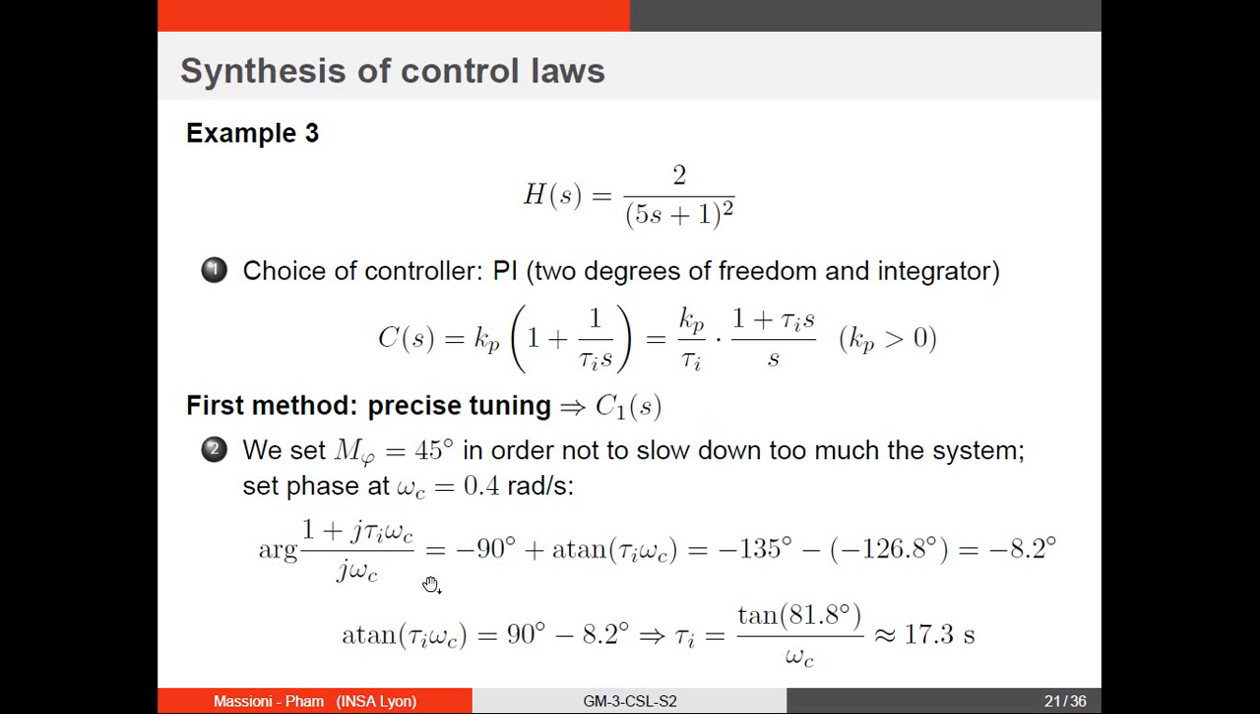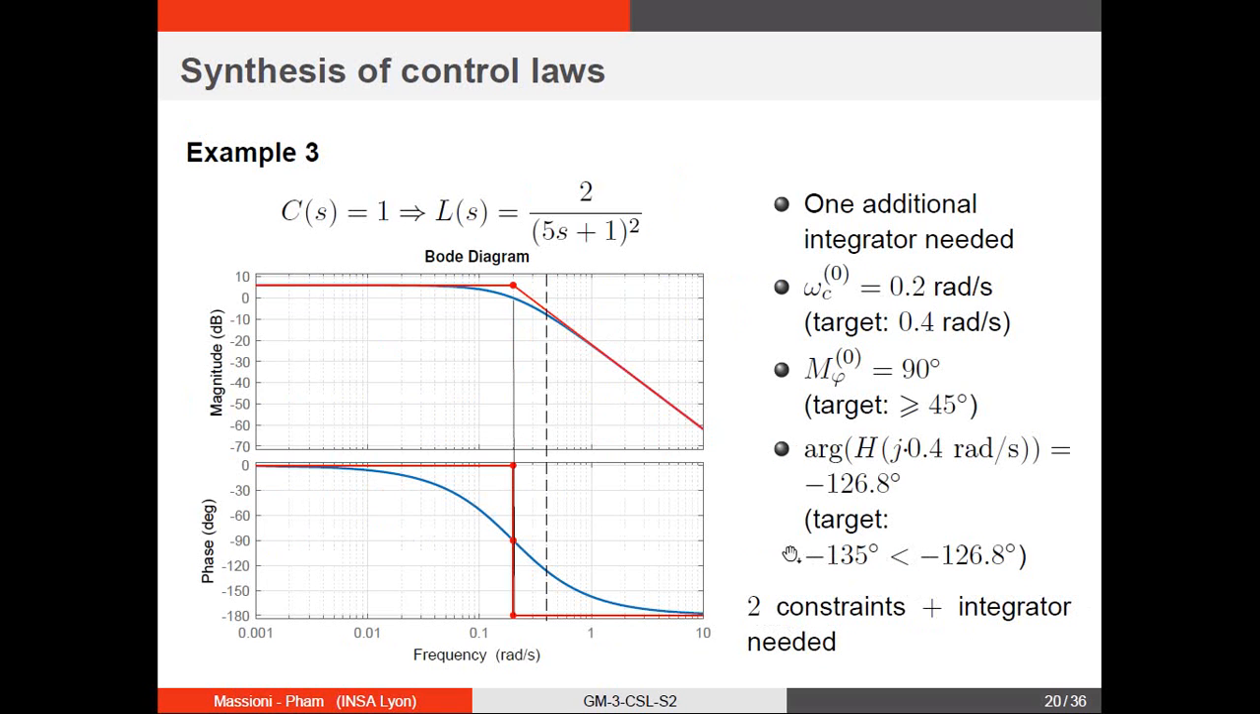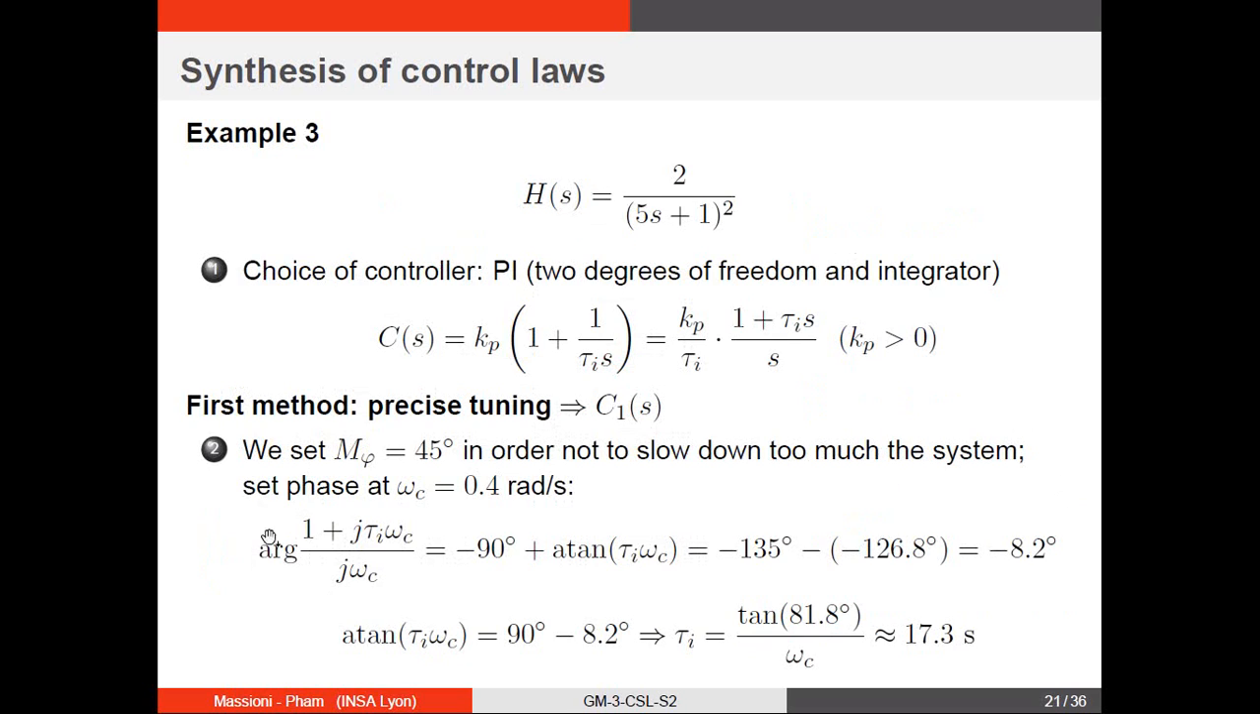We set it equal to minus 8.2 degrees. Notice we need to bring it down. We are actually decreasing the phase margin. We said previously that if you don't do this, you have more than 45 degrees. So we decrease the phase margin. So we set the phase of C equal to the additional term that we need to bring it down a little bit.